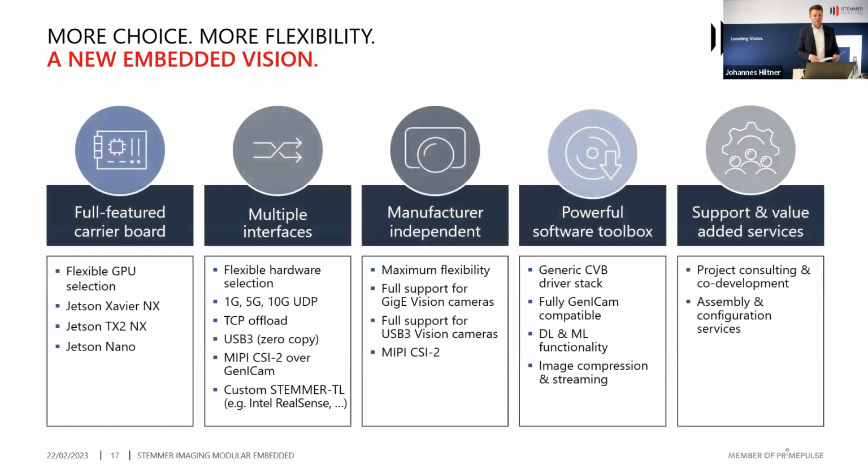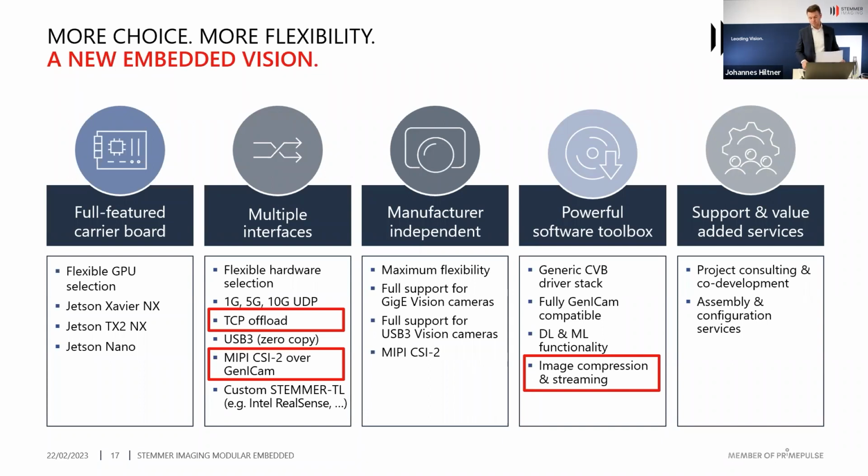So this is a very quick overview about the 5 core USPs of our modular embedded ecosystem. In the next 10 minutes, I want to talk to you about 3 topics a little bit more in detail. One is the TCP offload functionality, which is available with the board. I want to talk about the MIPI CSI-2 over GenICam, as well as the image compression and streaming capabilities.